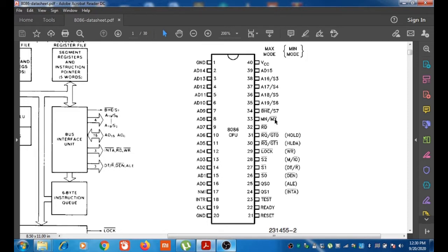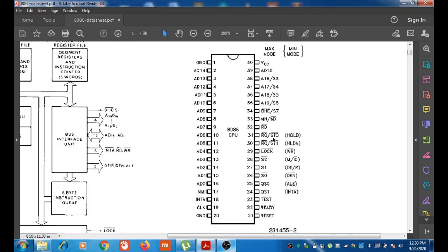What is the difference between minimum mode and maximum mode? In minimum mode, 8086 will control everything. There is no co-processor to support the operations of 8086. But in maximum mode, you can use a co-processor in the circuit.